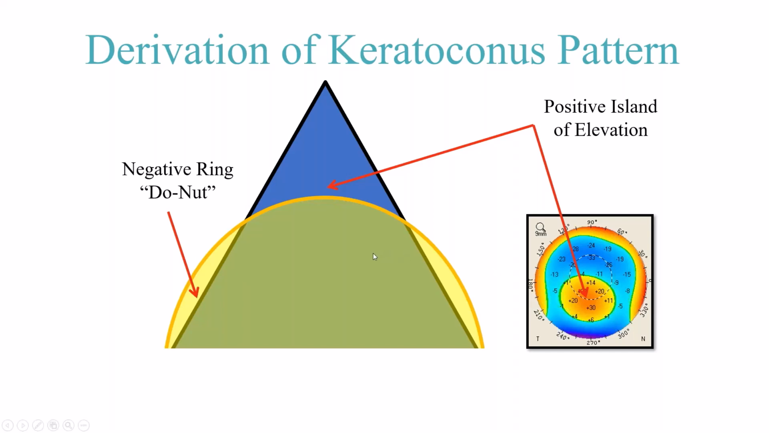But what's important here is that as you go further down, the deepest blue, the deepest ocean, or the most negative, is not in the far periphery. It's in that mid-periphery area. And you can see that here. The dark blue is here. It's not out in the periphery. So this is the derivation of those positive islands of elevation.